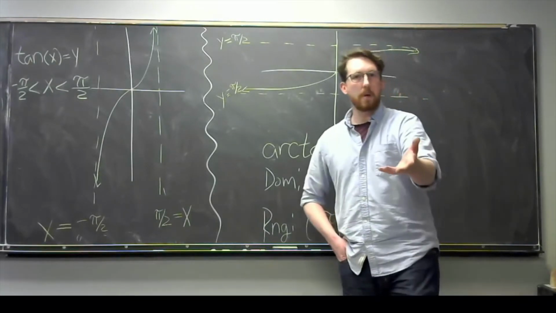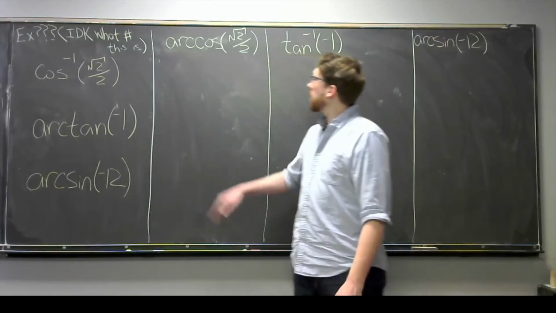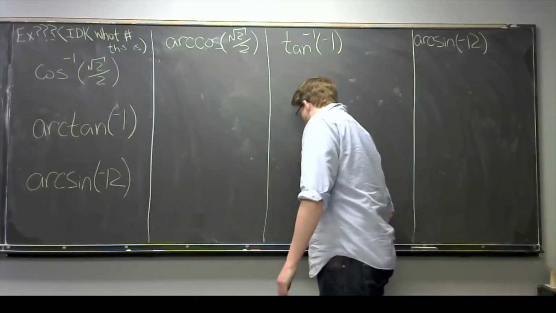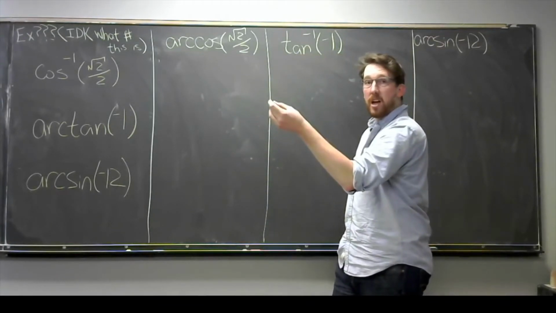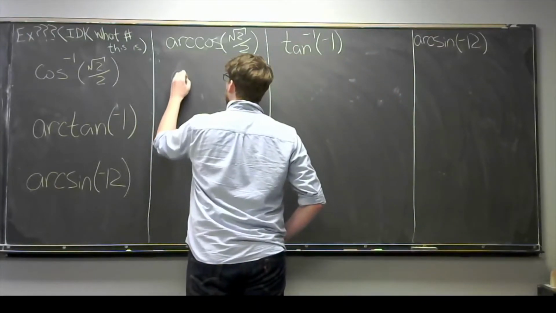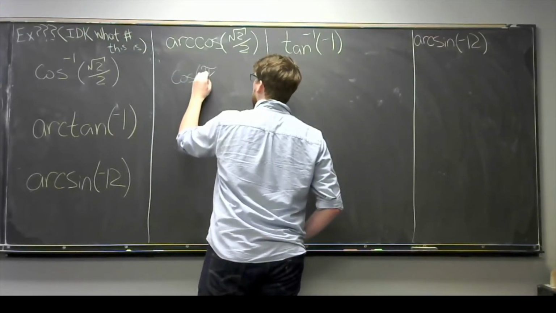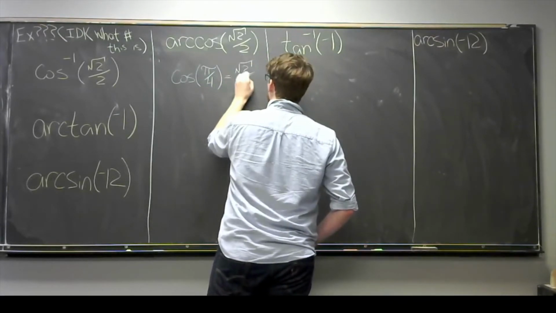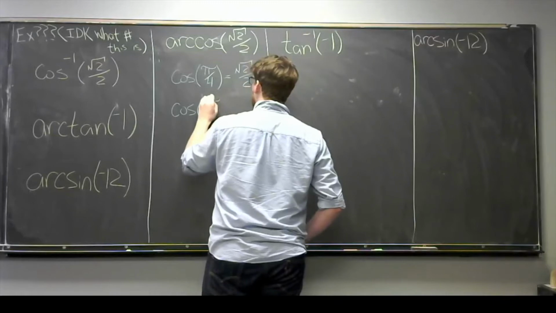Let's look at a couple problems, guys. All right, so let's look at these 3 different examples. To start off with, we've got arc cosine of the square root of 2 over 2. Well, what this is asking us for is to find the angle such that cosine is equal to the square root of 2 over 2. Well, cosine of pi over 4 is equal to the square root of 2 over 2, and so is cosine of negative pi over 4.